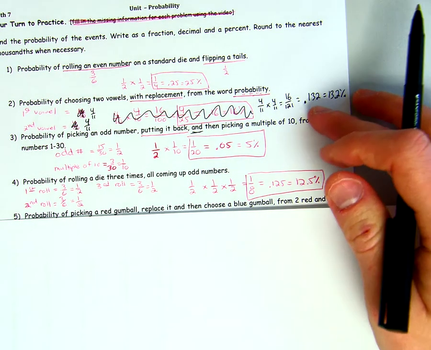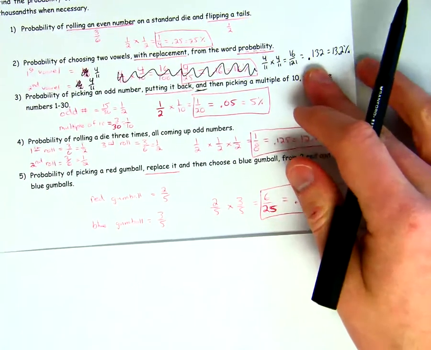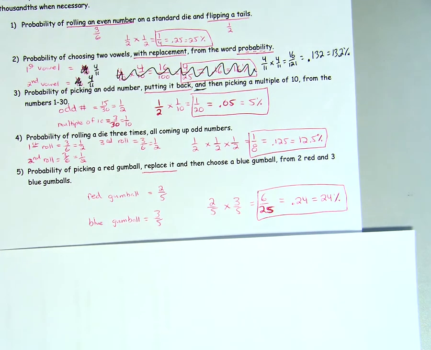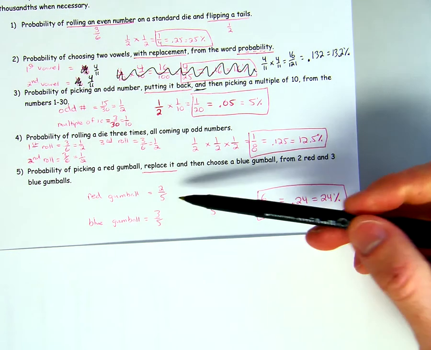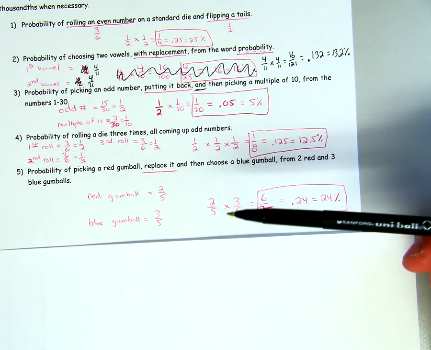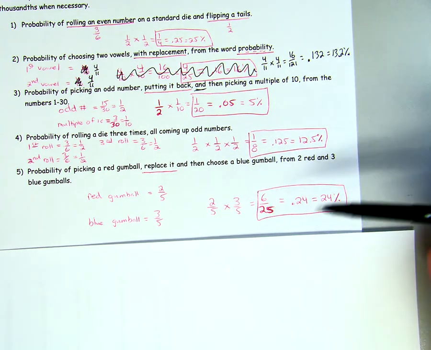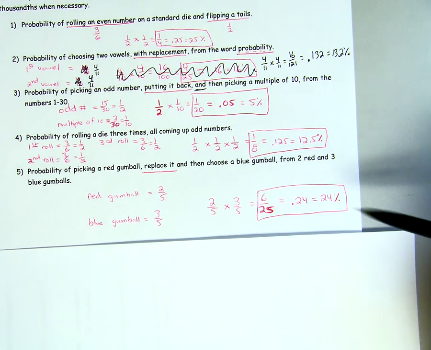Or 12.5%. And lastly is the probability of picking a red gumball, replacing it, and then choosing a blue gumball from two red and three blue. So my red gumball is 2/5, my blue gumball is 3/5, multiply them together, and I get 6/25, which is 0.24 or 24%.